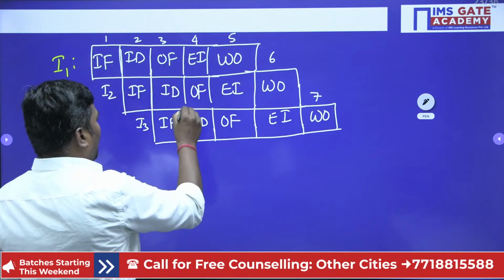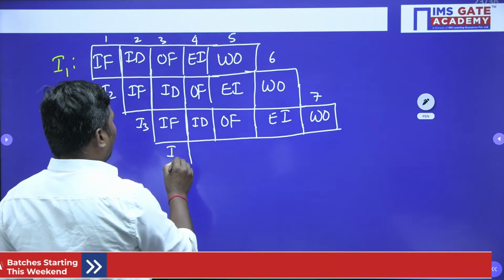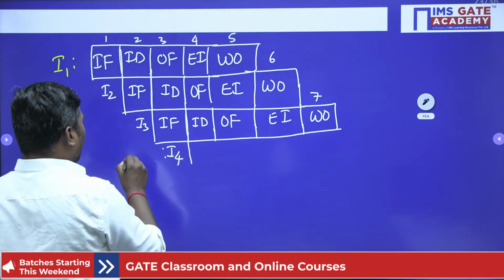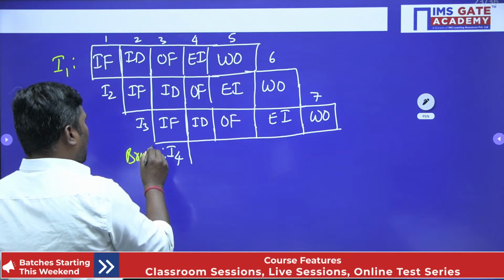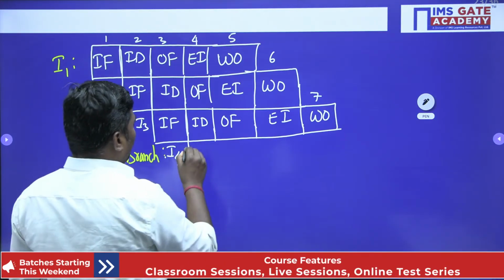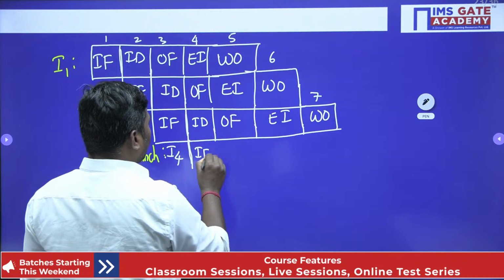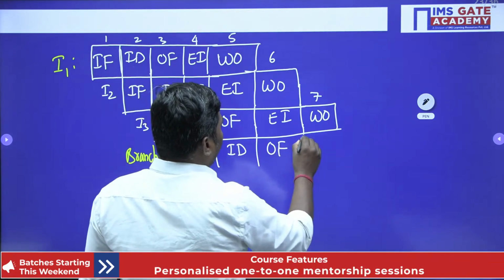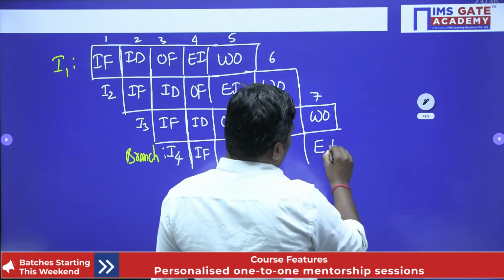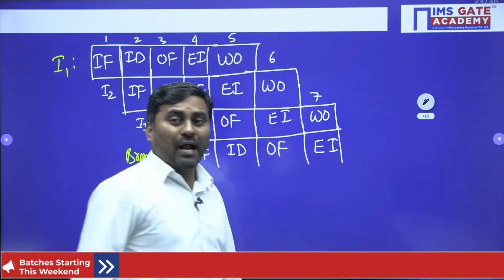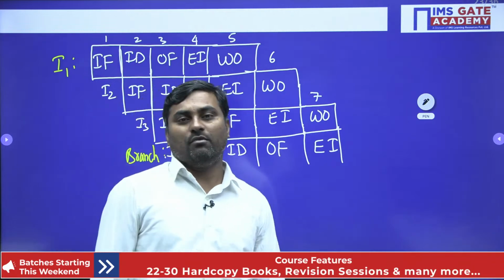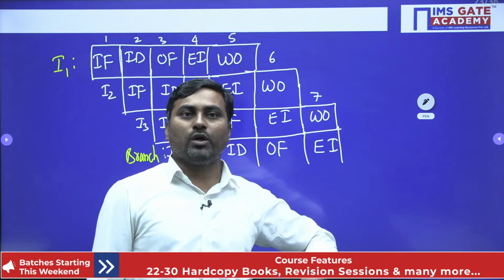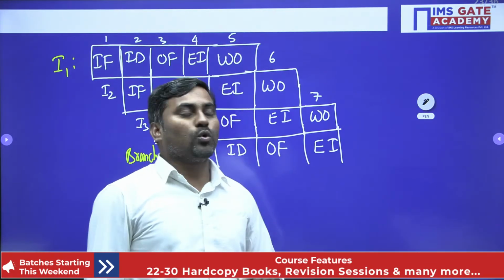Observe now. Next one, what? Instruction I4. What is I4 here? I4 is a branch instruction. Now the I4 branch instruction is fetched, instruction decode, operand fetch. This is executing. What they said is branch is taken during the execution of the program. When the program is executing, branch is taken.